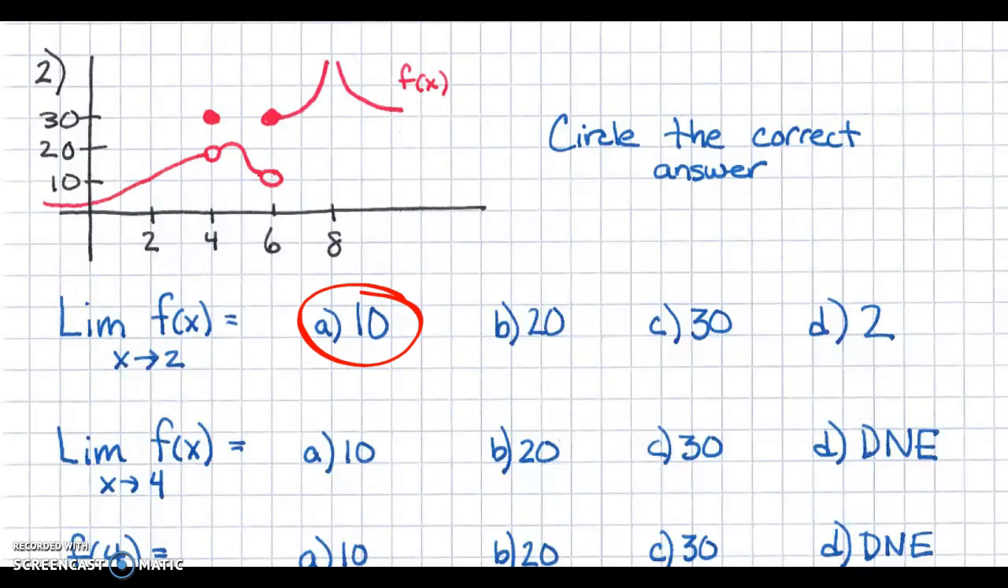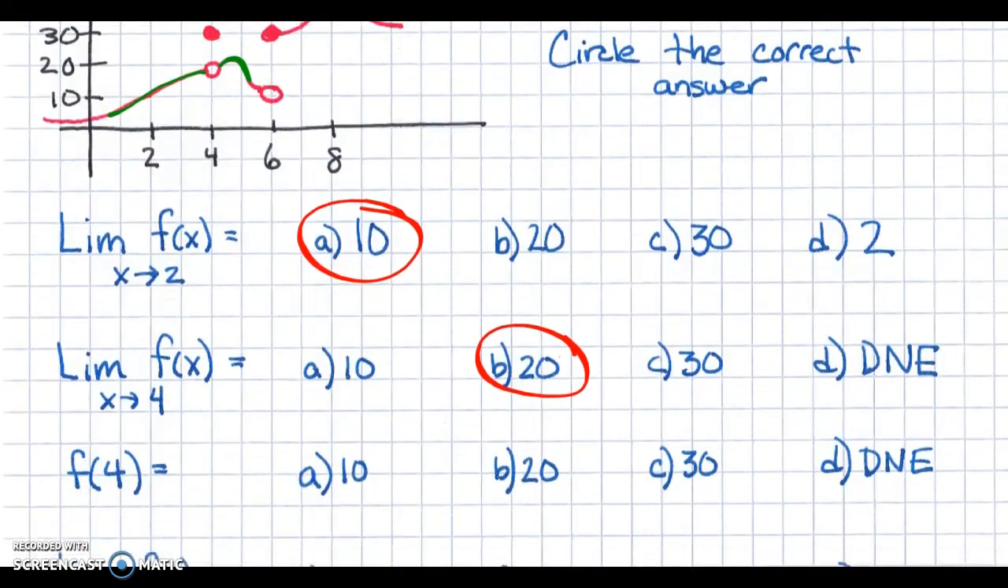Let's try x approaching 4. As I come from this side, I head to a height of 4 on the graph. As I come from this side, I also head to a height of 4 on the graph. There's nothing there, but I'm heading to the same place. So the limit as x approaches 4, I know the circle's not perfect. Let's go with 20. Okay, it's like 18. I hear you. No more complaining.